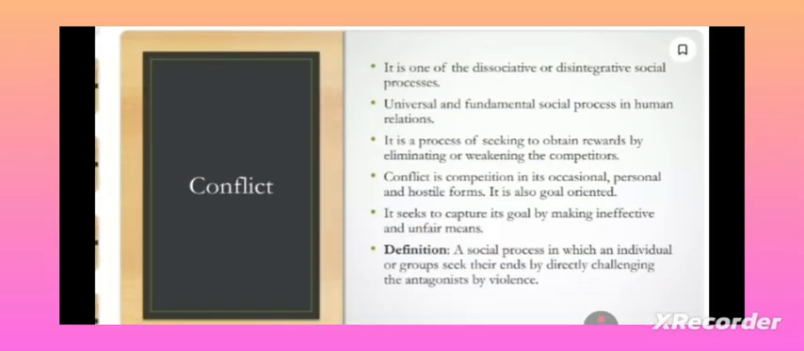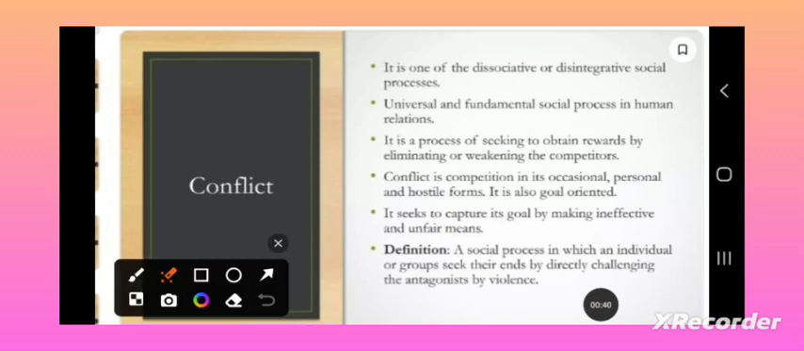And then, what is conflict? It is one of the dissociative or integrative social processes, a universal and fundamental social process in human relations. It is a process of seeking to obtain rewards by eliminating or weakening the competitors.